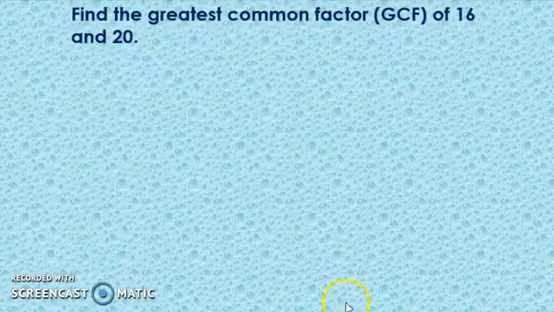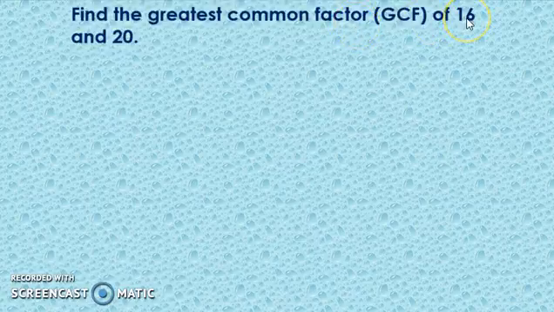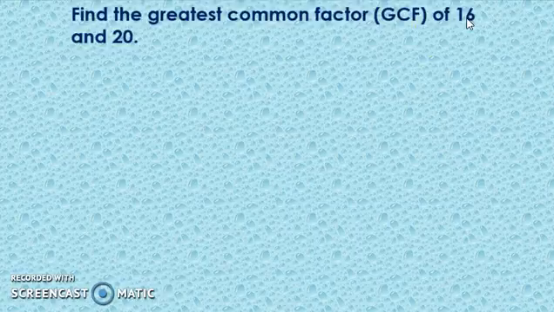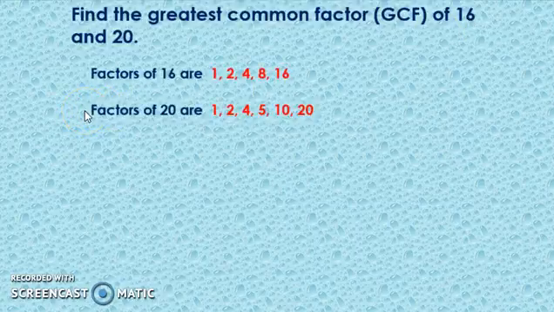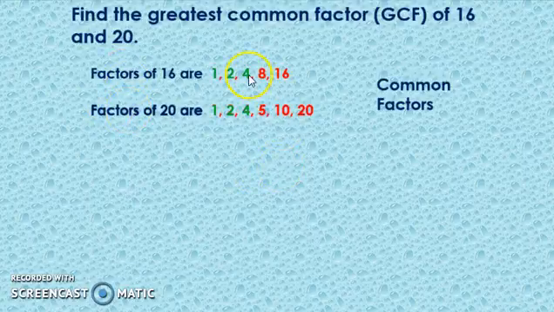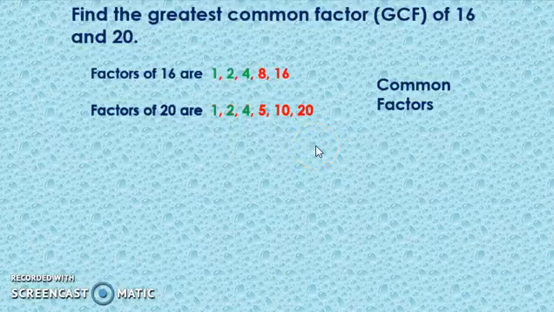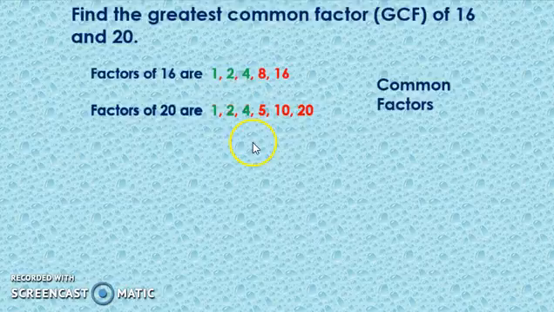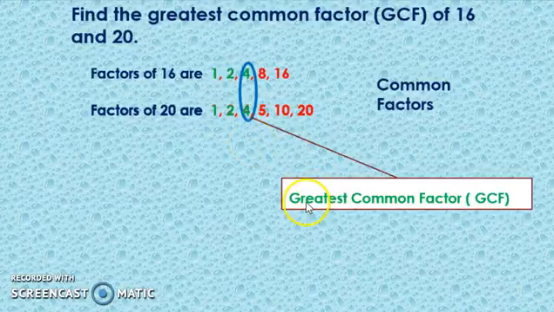Our final example today asks us to find the greatest common factor of 16 and 20. First, you have to list all the factors of 16 and 20. Then you look and see what are the common factors. And of the common factors, 4 is the biggest or greatest common factor.